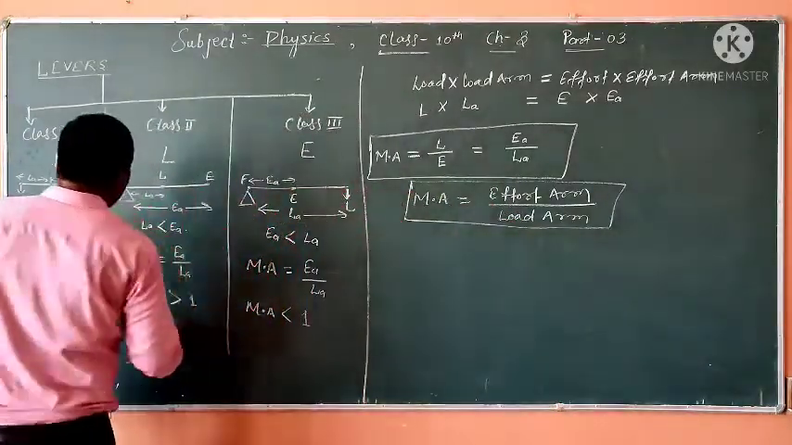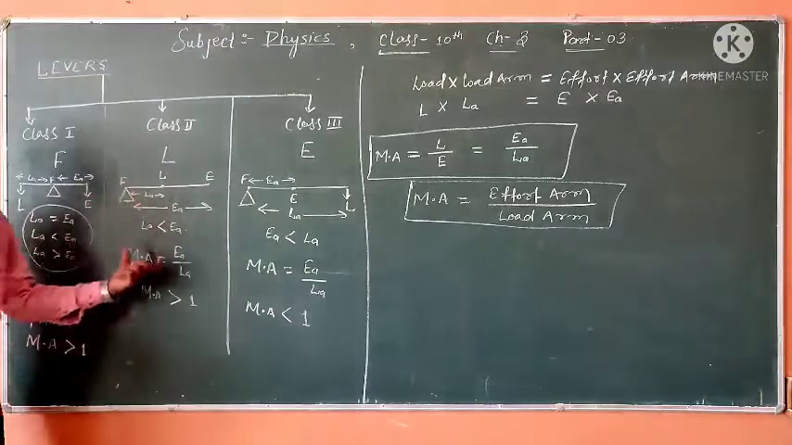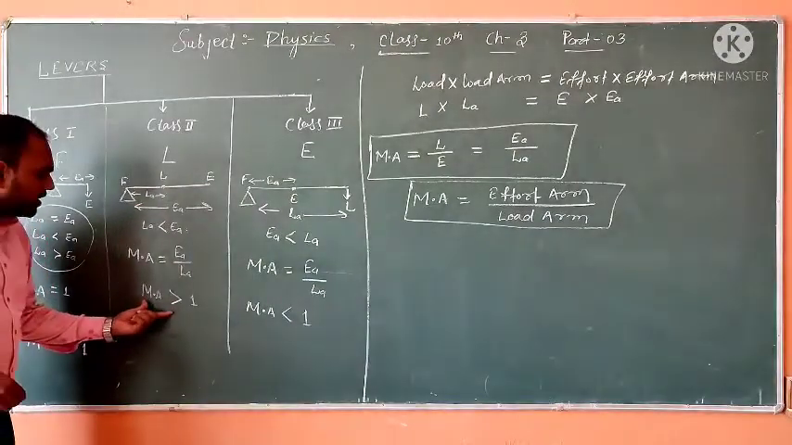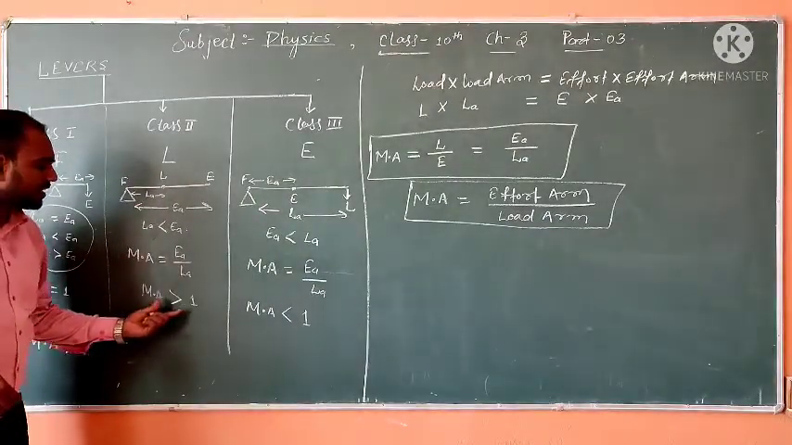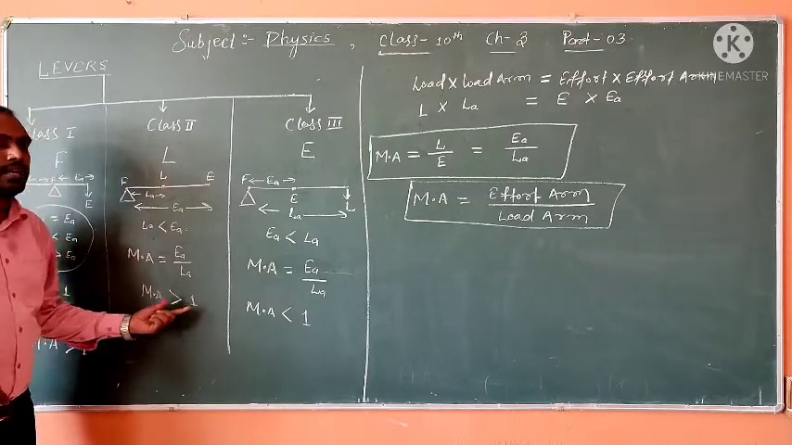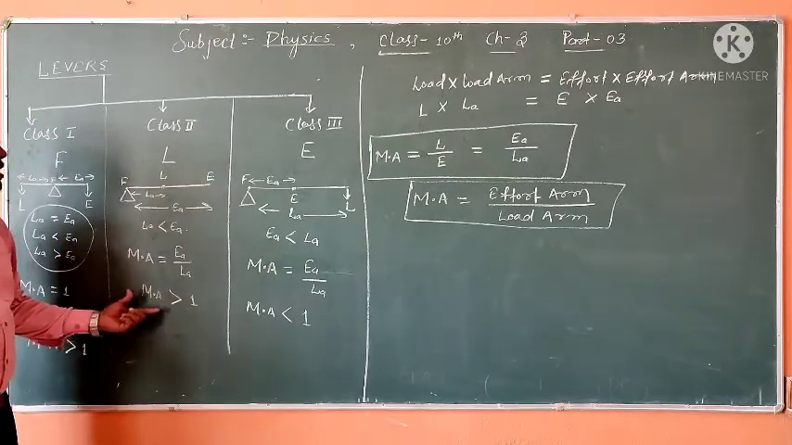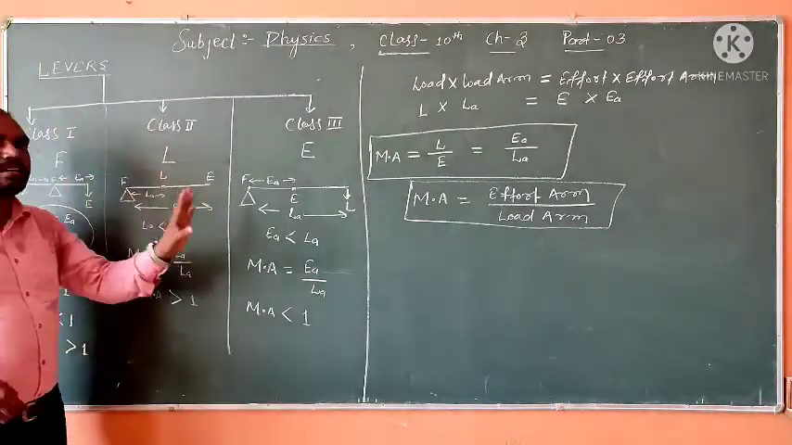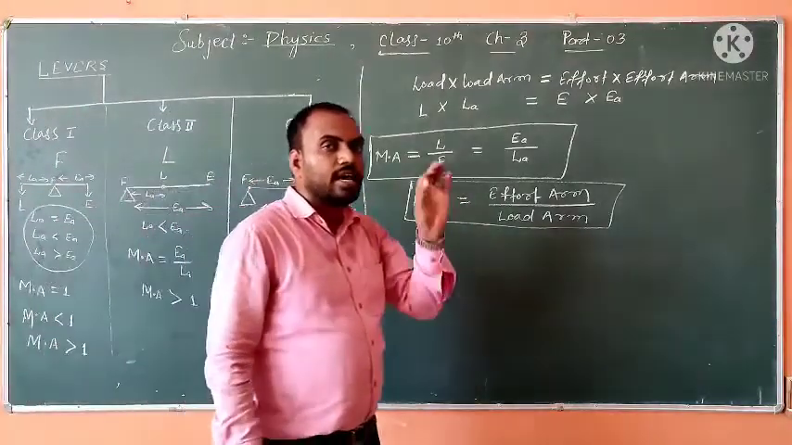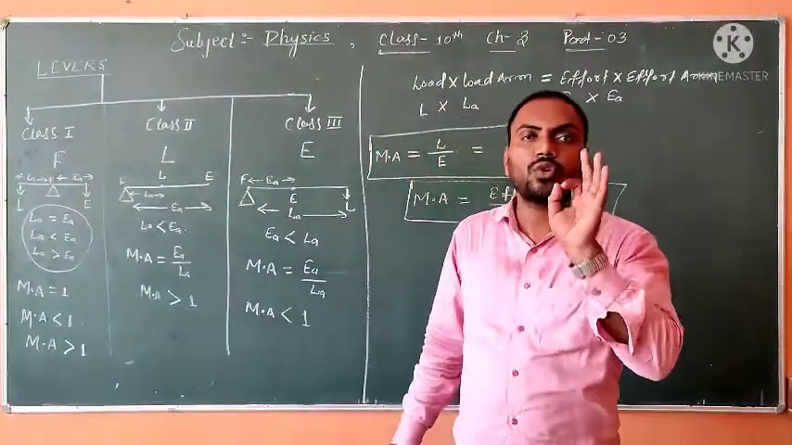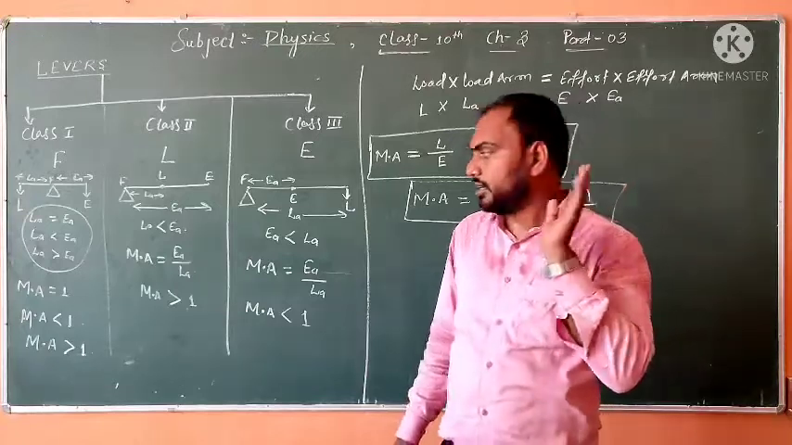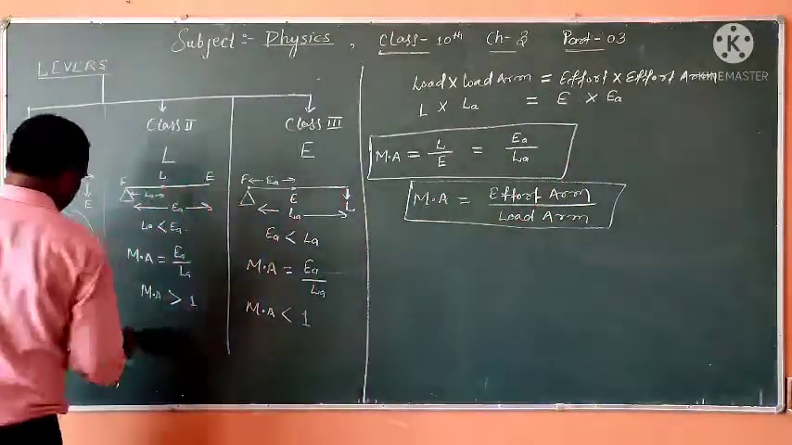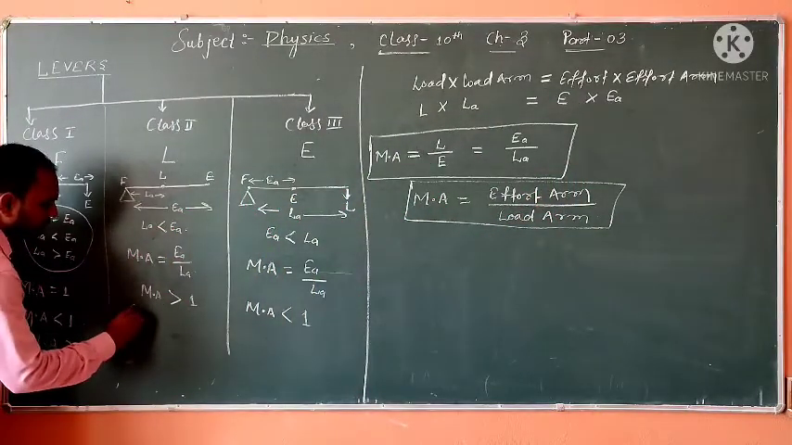Dear, as the class 2nd lever always has mechanical advantage greater than 1, it means it is a force multiplier. It means the class 2nd lever will always be used as a force multiplier. Okay, dear? It is a force multiplier machine.